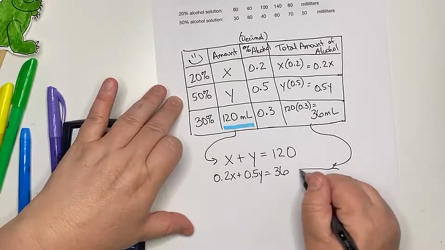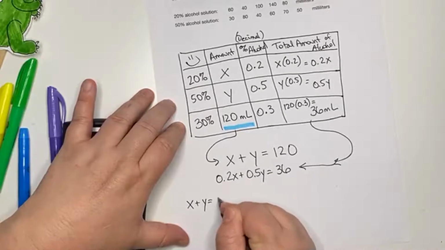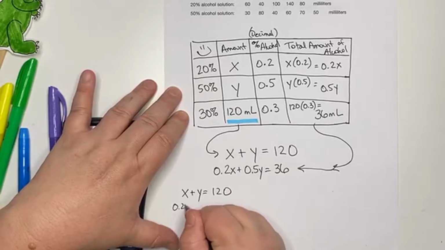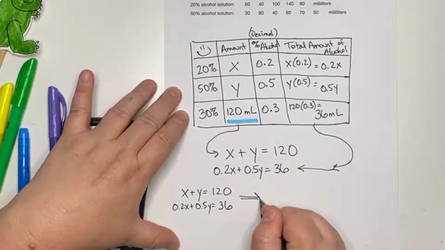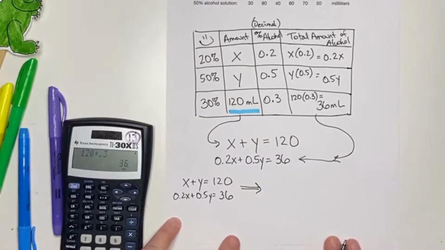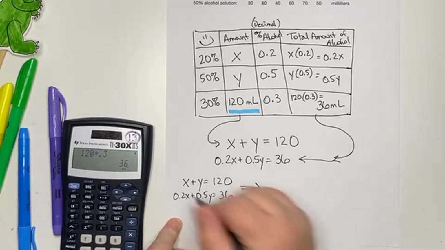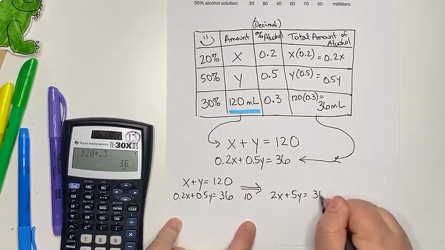Oops, my arrow didn't go far enough. And so I can start using substitution or elimination. Now I'm going to do elimination because I love elimination, but the way I'm going to do it is in two parts. I know I have to get rid of these decimals just to make it easier. So I'm going to multiply by 10 in the bottom equation, sorry. 10 in the bottom equation gives me 2x plus 5y equals 360.